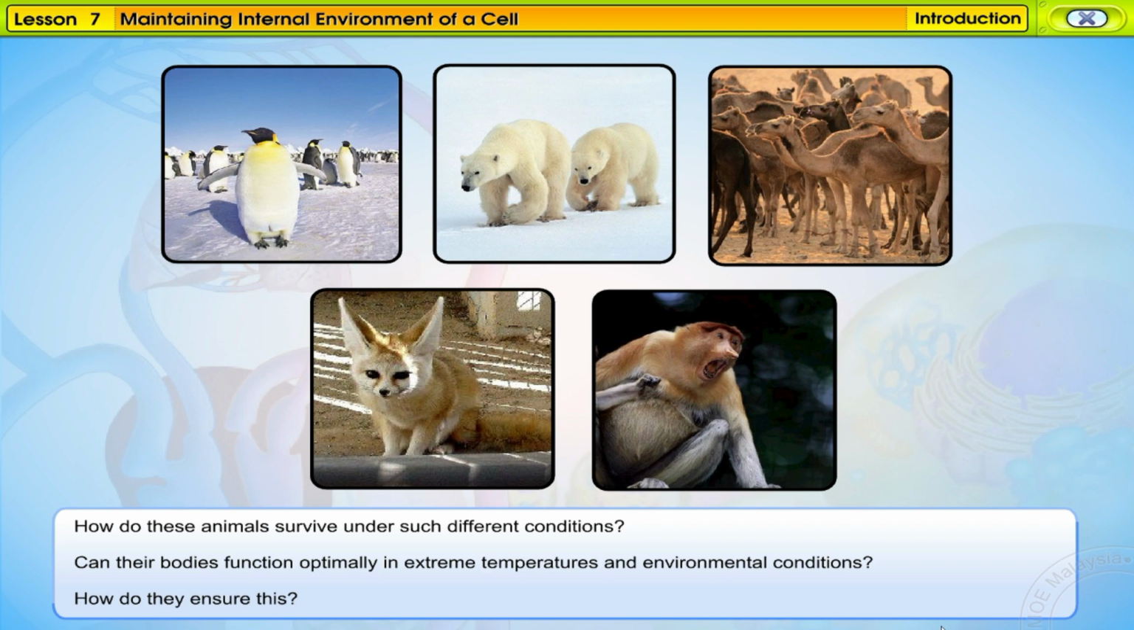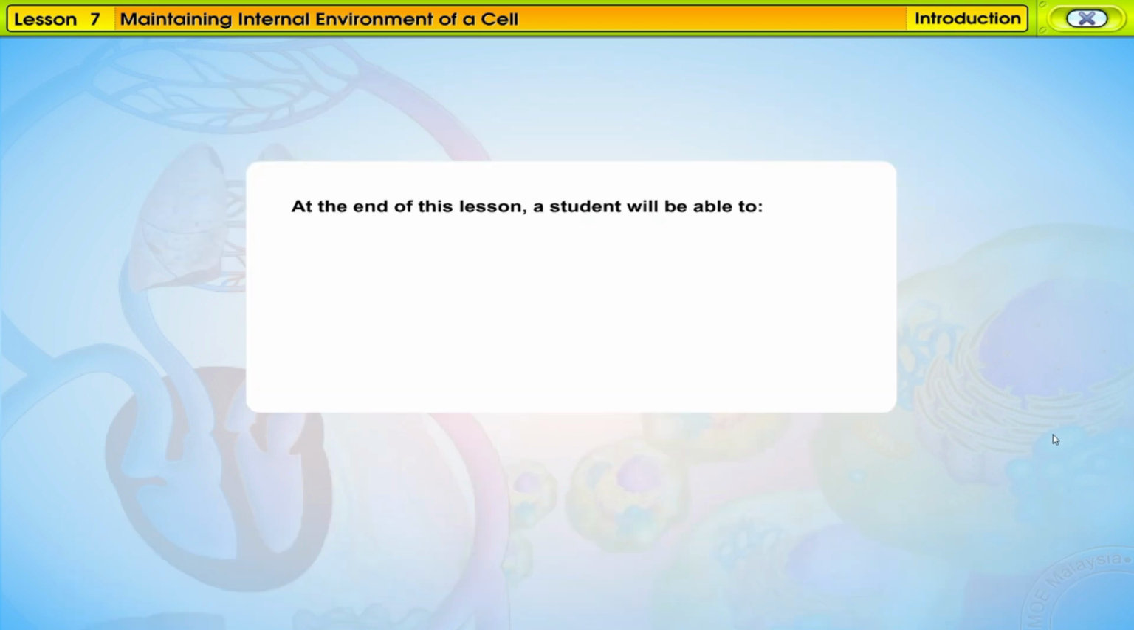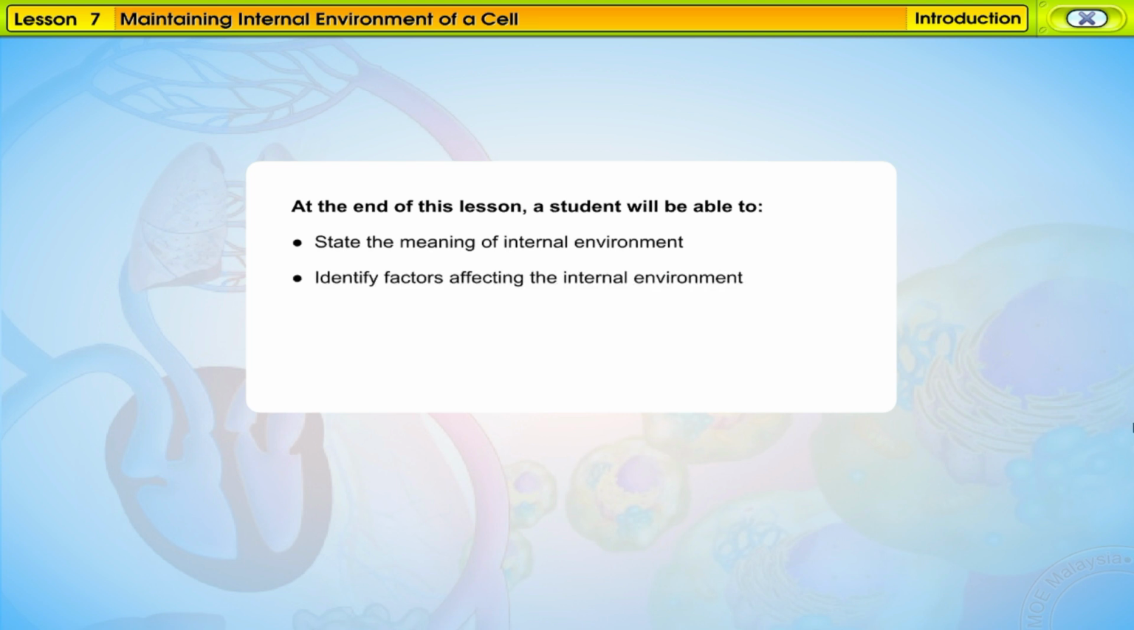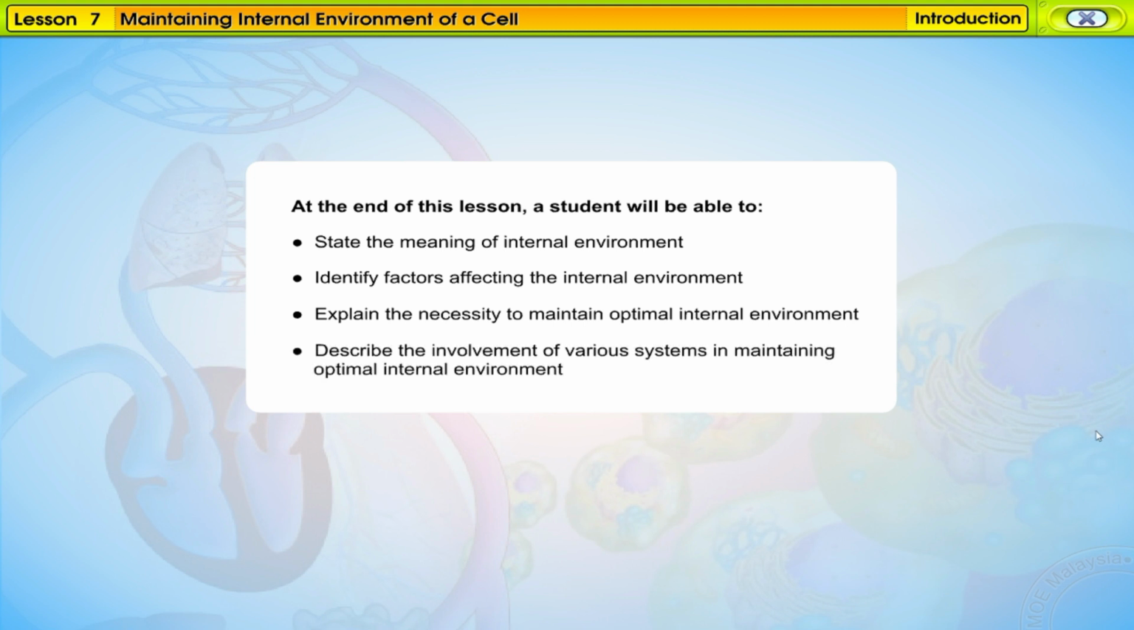In this lesson, we will explore the importance of maintaining an optimal internal environment of a cell. At the end of this lesson, a student will be able to state the meaning of internal environment, identify factors affecting the internal environment, explain the necessity to maintain optimal internal environment, describe the involvement of various systems in maintaining optimal internal environment.